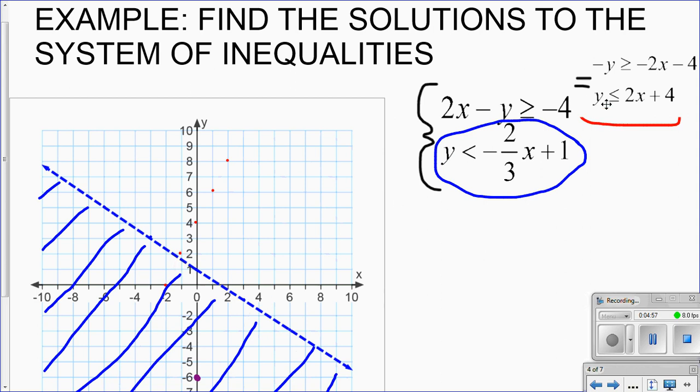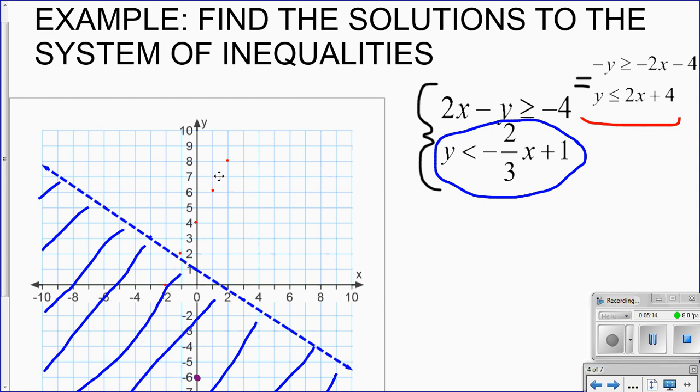Y is less than or equal to 2x plus 4. 4 is my y-intercept, so I plot that little point right there with the red dot. And my slope is 2, meaning I can go up 2 and to the right 1, up 2 to the right 1, or I could go down 2 and to the left 1, down 2 to the left 1.